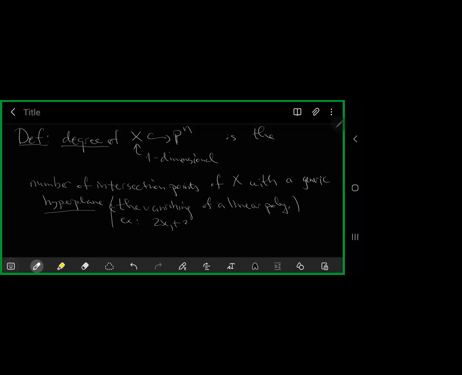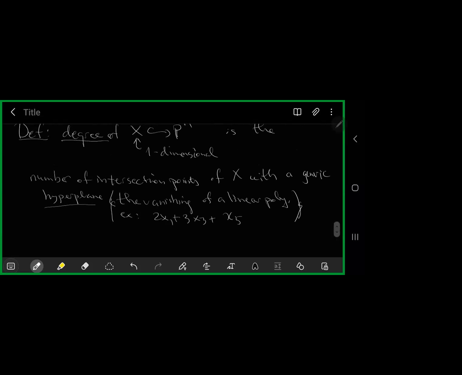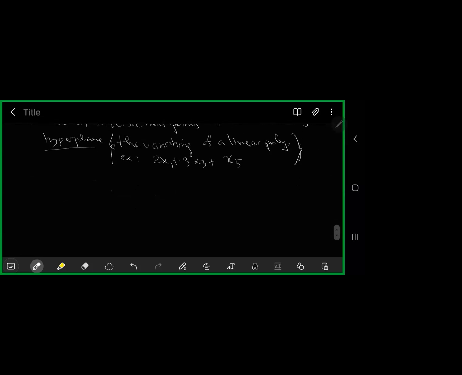So something like, for example, 2x1 plus 3x3 plus x5. And what does generic mean? Well, you have to be a little bit careful. It just means that the intersection with a curve is a finite set, and it doesn't contain any component. And in fact, you have to make it generic so that you don't intersect it like this.